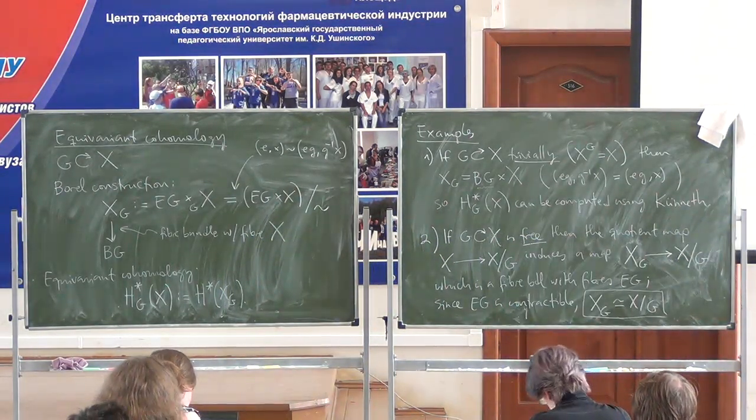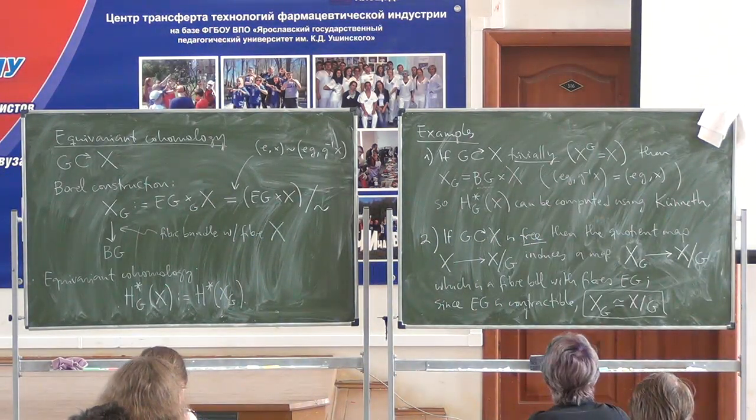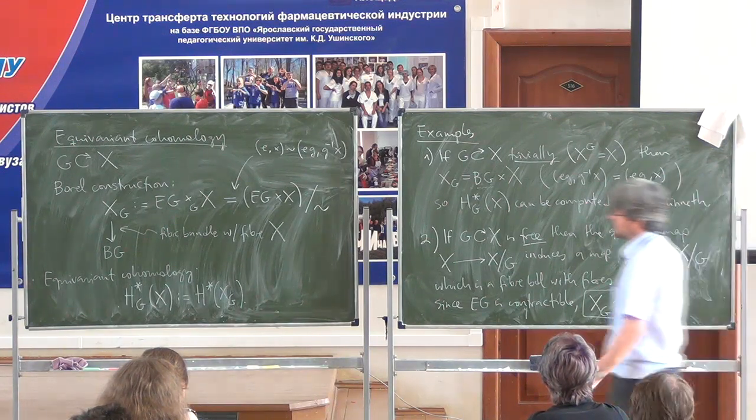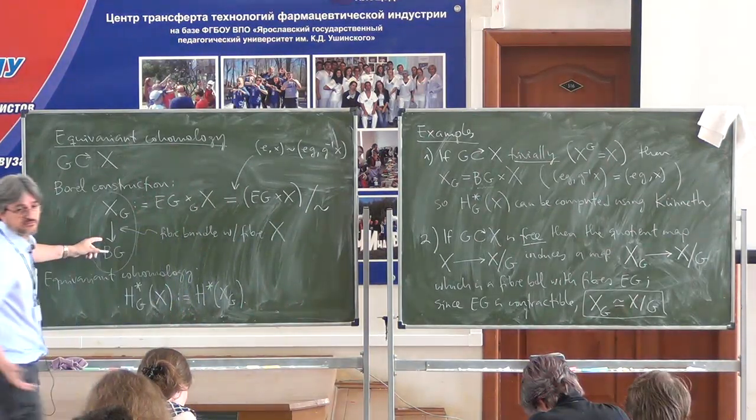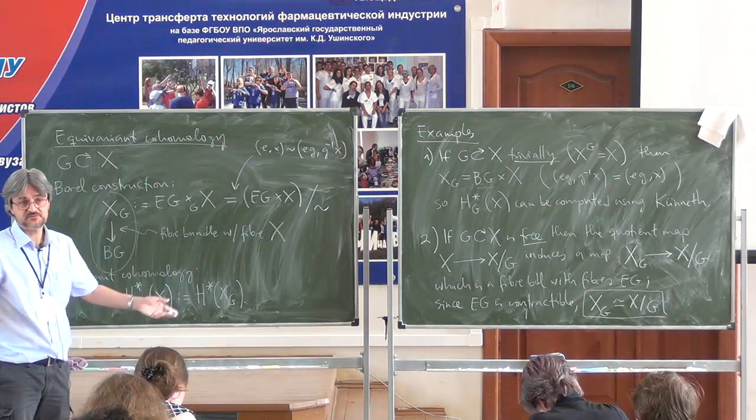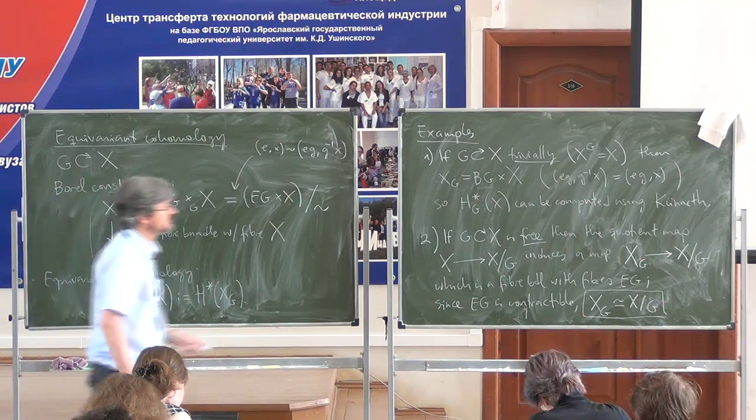So in general, what can we do to compute equivariant cohomology? Well, the Borel construction is a fiber bundle, so we can try to apply Serre's spectral sequence for this fibration, okay?